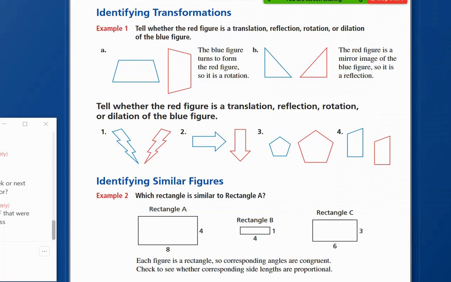Transformations take a shape and move it around. You'll notice this one that says example A here. The red figure from the blue figure is a rotation. You can kind of see how I can draw a little line. This point goes to this point. This point goes to this point. This point goes to this point.